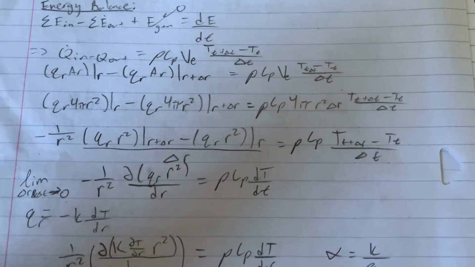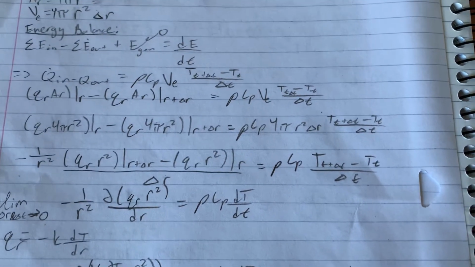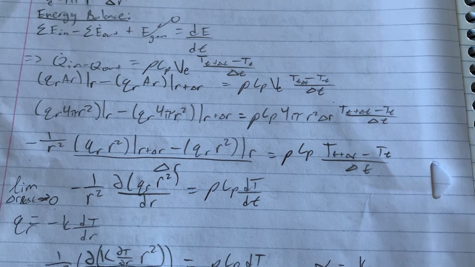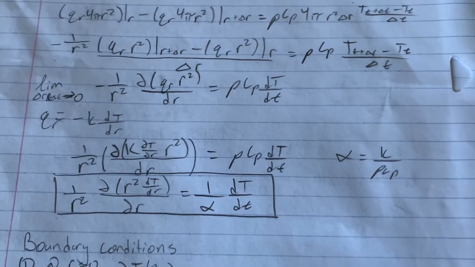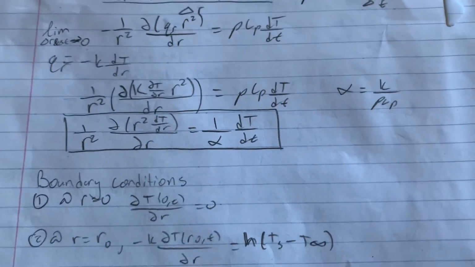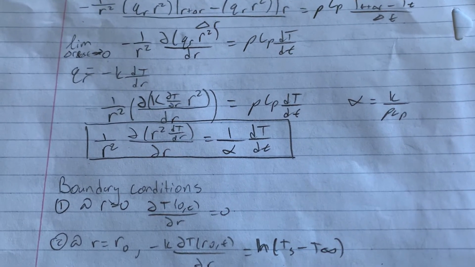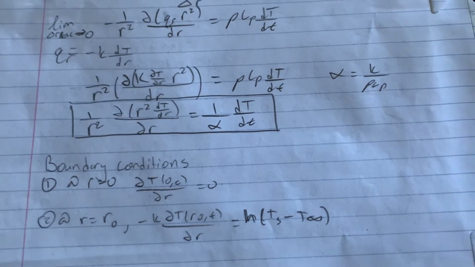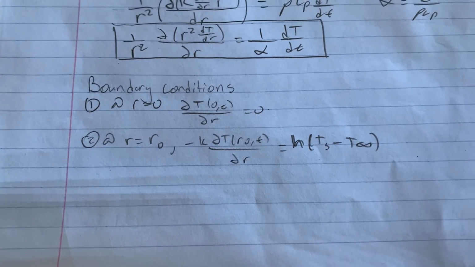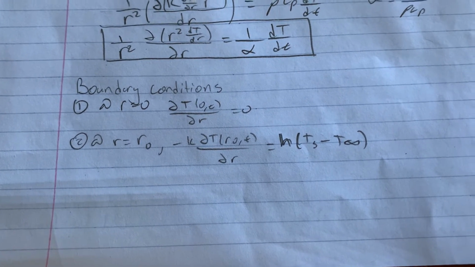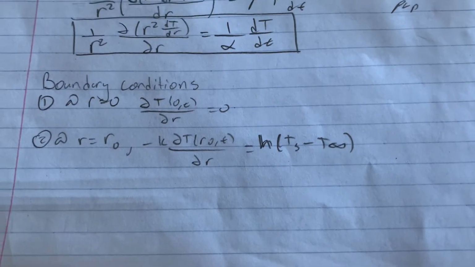You then can apply that big Q is equal to little q times area, plug in areas, and then take the limit that the change in the radius and the change in time approach 0, apply Fourier's law, plug in alpha, and you get 1 over r squared d/dr of r squared dT/dr is equal to 1 over alpha, change in temperature over change in time. With the two boundary conditions that at the center of the meatball at r equals 0, change in temperature per change in radius is equal to 0, and then on the outside, conduction and convection heats are equal.